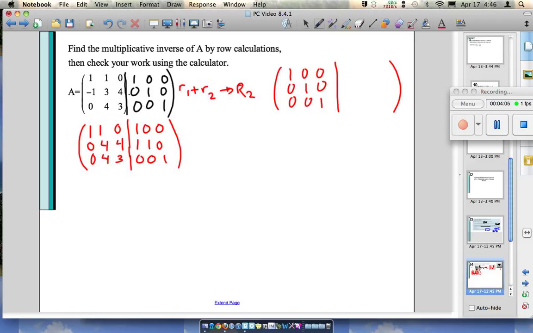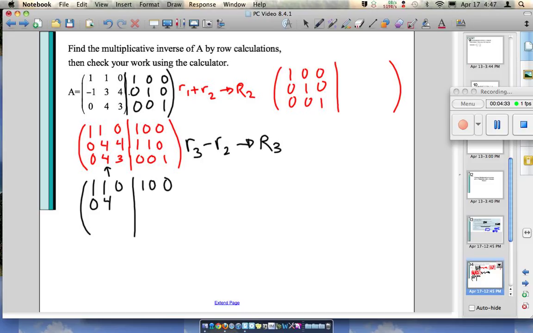I like those common 4s because those make it seem like it's going to be easy. I want to create a 0 right here, so I'm going to perform the operation row 3 minus row 2, and that's going to replace row 3. I'm going to leave the other rows alone for now, but that's going to get me my 0. So I'll get my 0, 0, negative 1, negative 1, negative 1, 1.